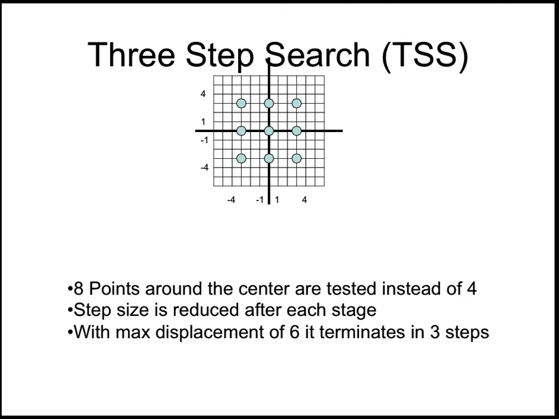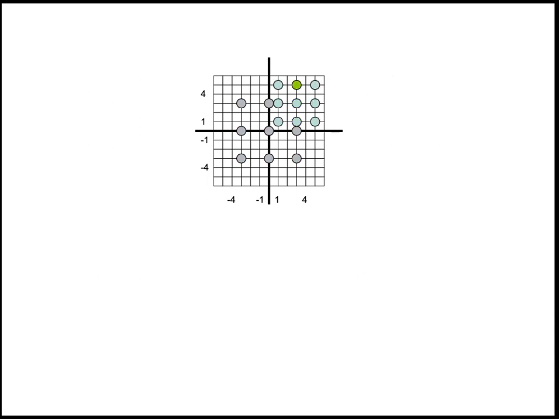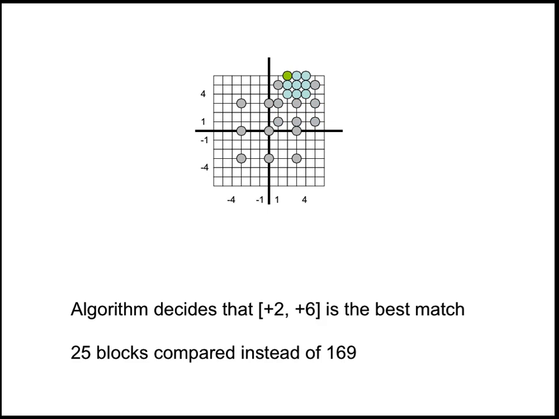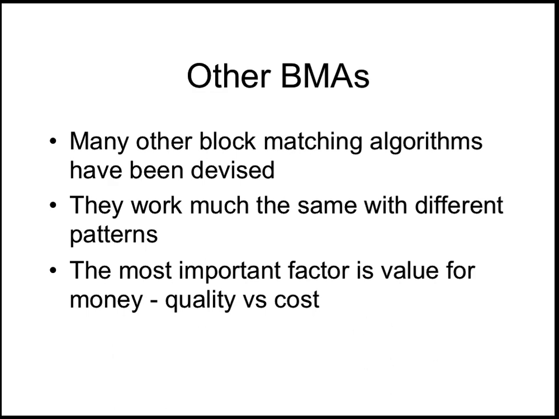Here's another one, and you kind of start to see a theme here. In this one, 8 points around the center instead of 4 are searched, and then we reduce the size of the step at each stage. And so in this scenario, we compared 25 blocks instead of 169. So not quite 1/10 of the effort, but not far off either. So there's a whole other bunch of block matching algorithms that have been devised, and they all work pretty much the same, but with different patterns.